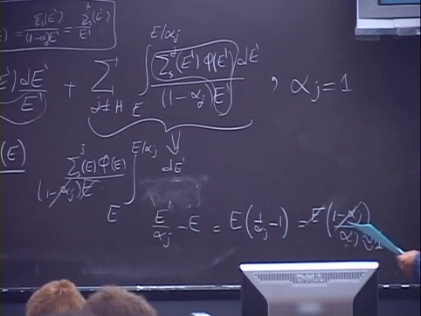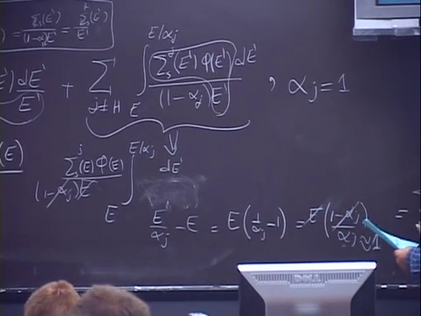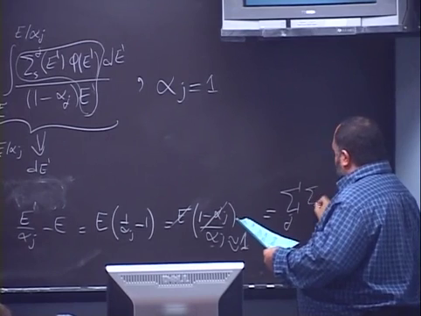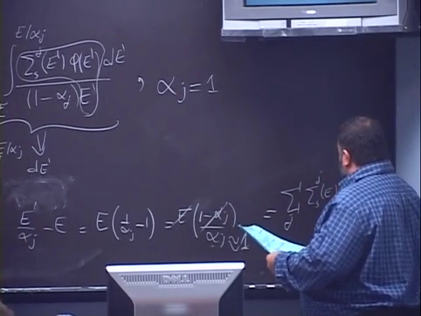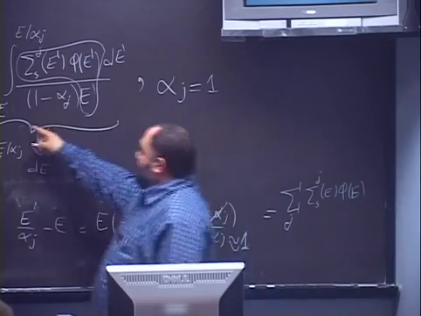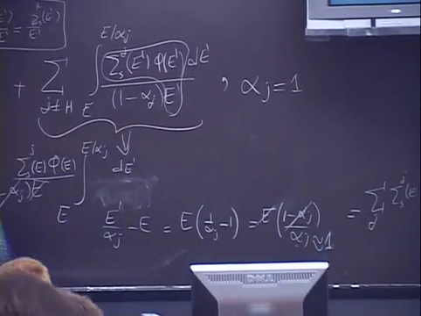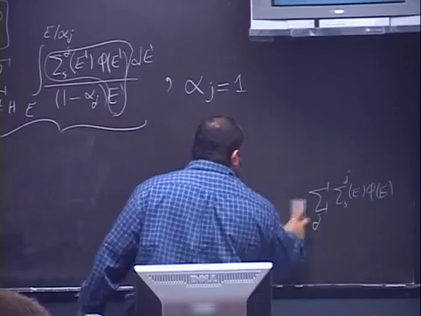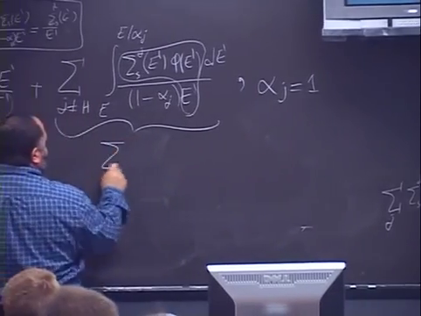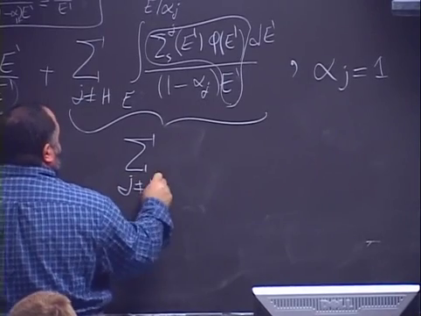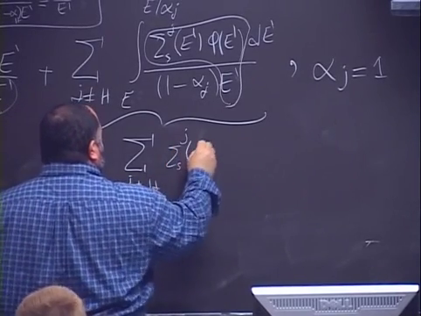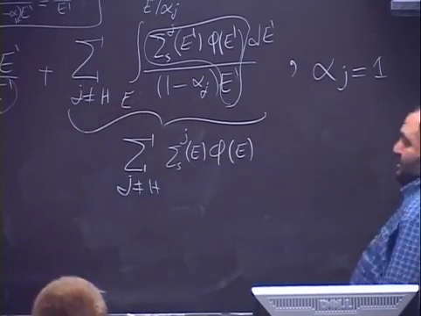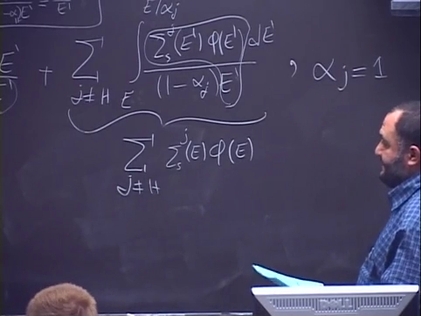The summation of the integration will be at the end equal to the sum for J not equal to hydrogen of sigma scattering J of E multiplied by phi of E. So all this term here will be replaced by sigma for J not equal to hydrogen, sigma scattering J of E phi of E. This is just what I showed to you guys. Okay?